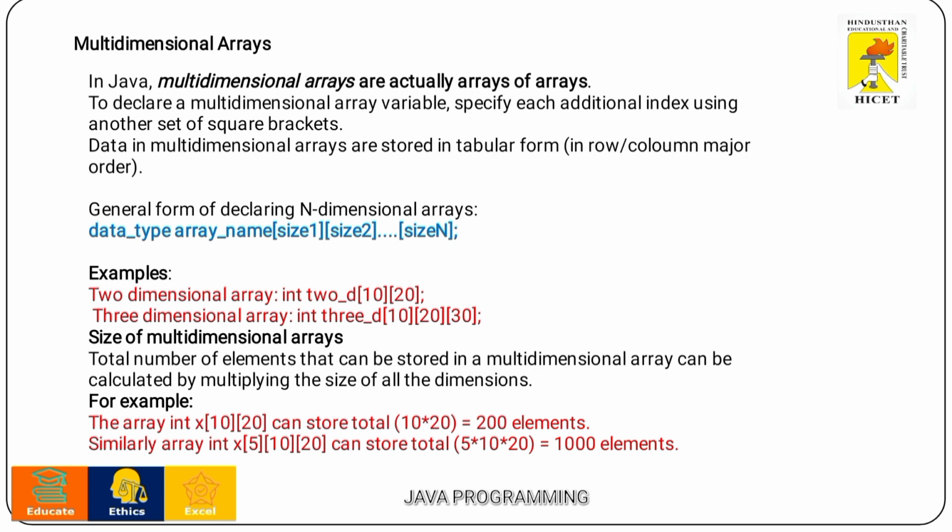And similarly, we can calculate for the three-dimensional array also. So here the table size is 5, row size is 10, and the column size is 20. So we can multiply these three values, 5 into 10 into 20, which is equal to 1000 elements. So the three-dimensional array can hold 1000 elements.